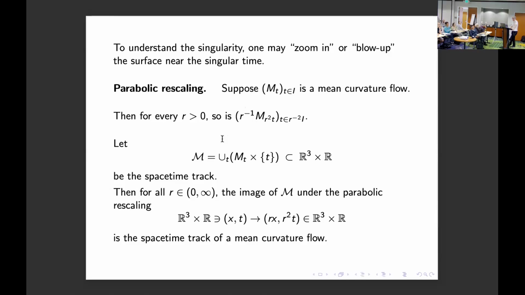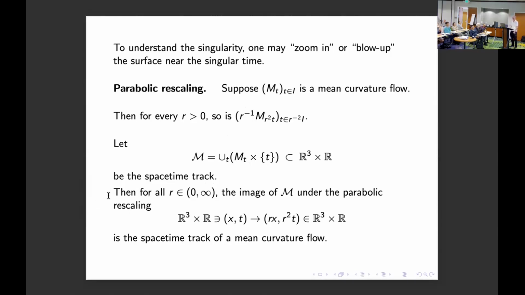Right? Now, the space-time view of this is as follows. It's useful. So let's look at the space-time track. For every t, you take the surface at time t, you cross it with the singleton, and then it's just sticking the surface at time t in space-time and taking a union over t. This is the space-time track.